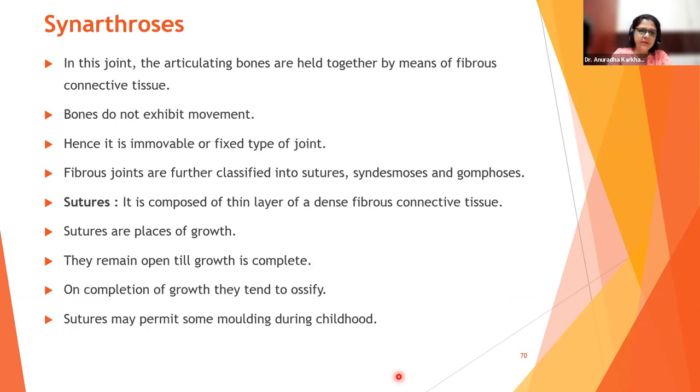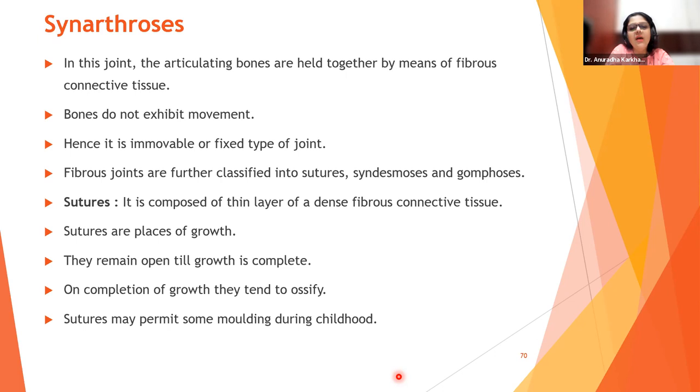Come, let us see each of them in detail. First, synarthrosis. In this joint, the articulating bones are held together by means of fibrous connective tissue. So here there are no movements. Rather, two bones will be stitched together. More than held together, I would say stitched together with the help of fibrous connective tissue. So these bones cannot move.